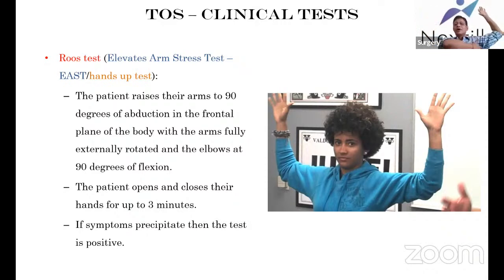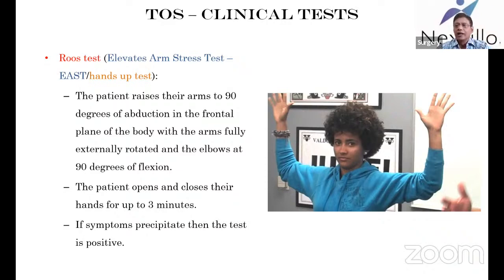The patient is going to raise the arm to 90 degrees of abduction here, and then flexion over here of 90 degrees, like this. And then we ask the patient to close and open the fist like this. And if the symptoms precipitate, it means that the patient may be having thoracic outlet syndrome. Though there may be some other reasons too, the most probable diagnosis is thoracic outlet syndrome.